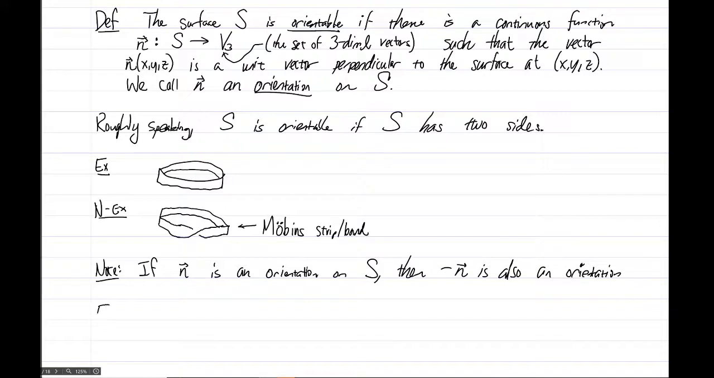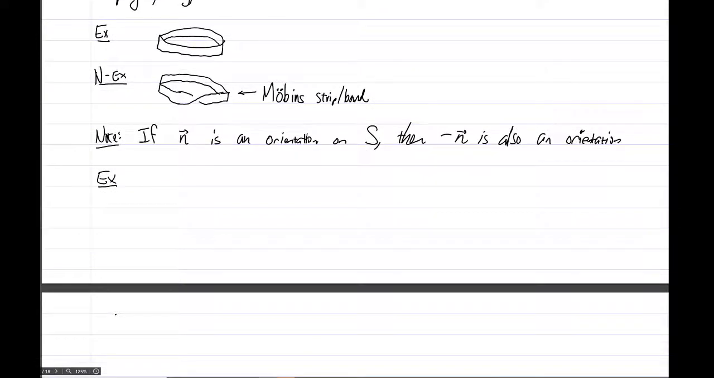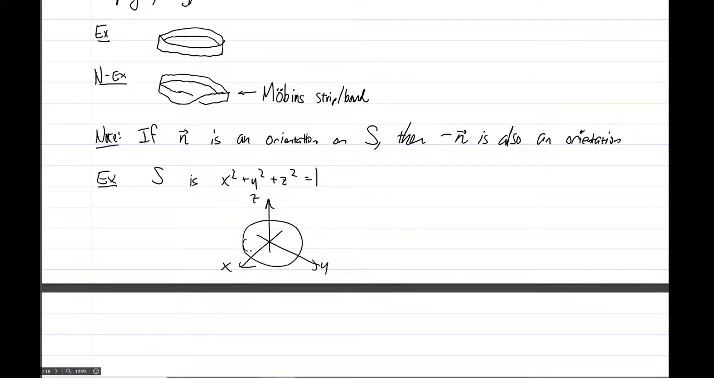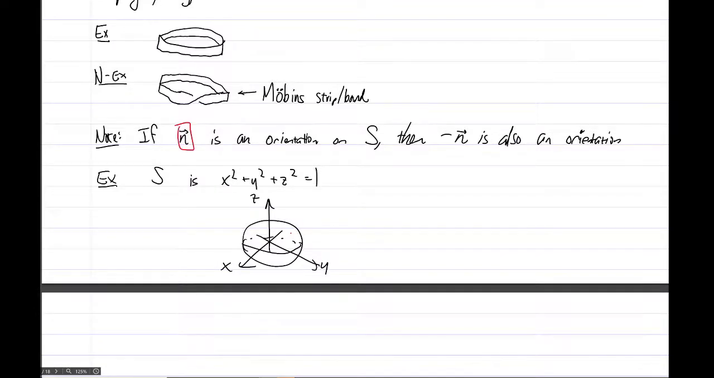Let's also take a look at another example. This one we're just going to draw. What if S is the set of points x squared plus y squared plus z squared equals 1? You know that surface, right? That is the sphere of radius 1 in three-dimensional space. So, x-axis, y-axis, z-axis. We have this sphere here, and to draw n, at each point on the sphere, let's say you have an arrow pointing outward. So this would be the outward orientation.